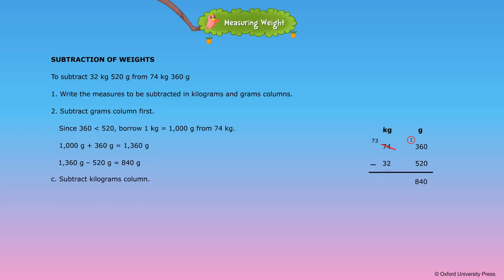3. Subtract kilograms column. 73 kilograms minus 32 kilograms is equal to 41 kilograms. So, 74 kilograms 360 grams minus 32 kilograms 520 grams is equal to 41 kilograms 840 grams.